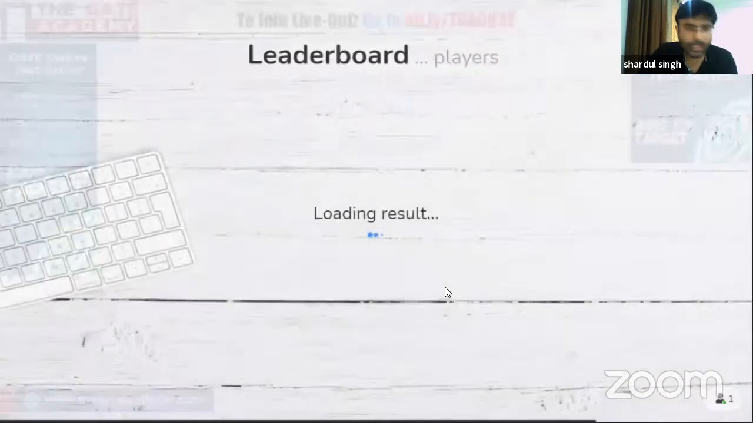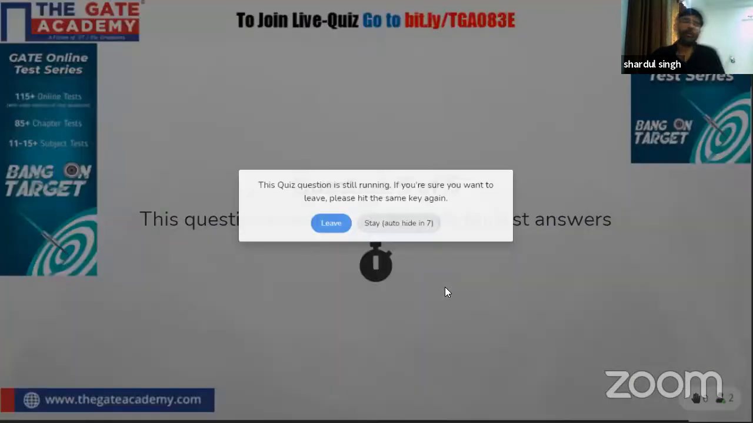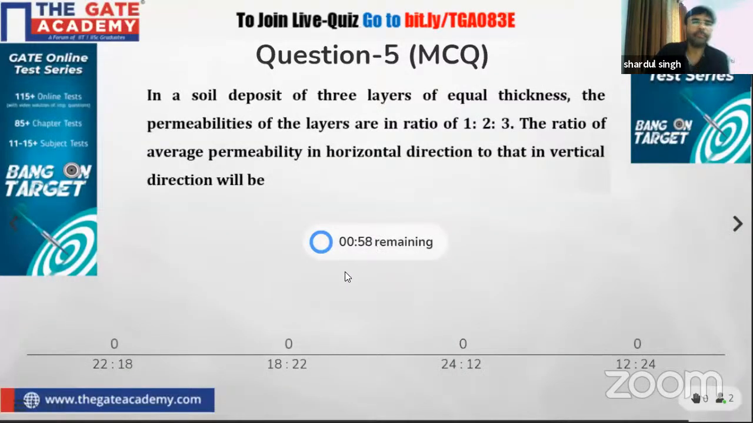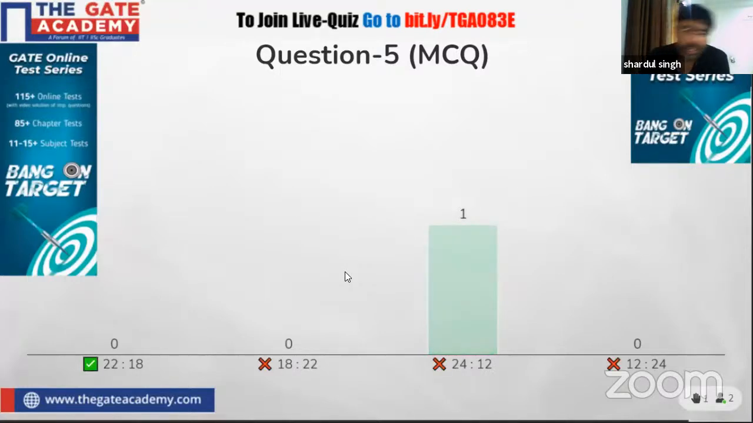Now let us move to the next. The question says, in a soil deposit of 3 layers of equal thickness, the permeabilities of the layers are in the ratio of 1:2:3. The ratio of average permeability in the horizontal to the vertical direction.